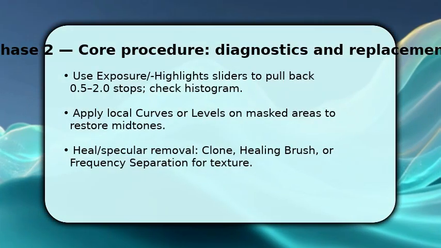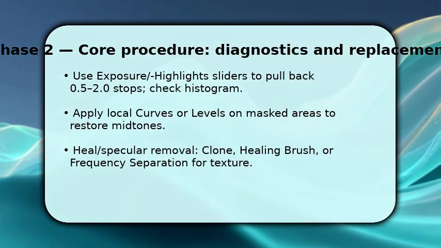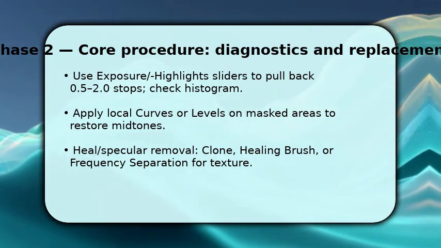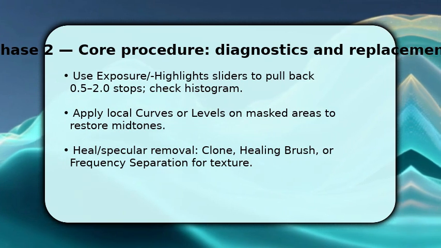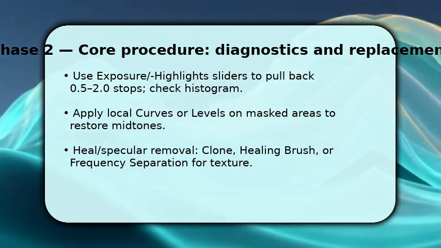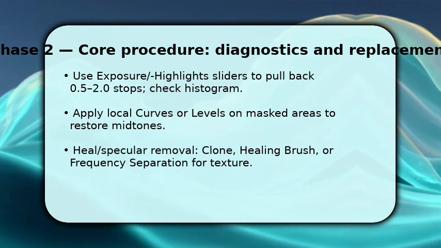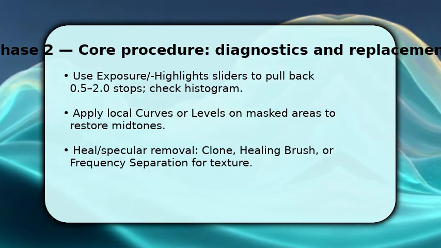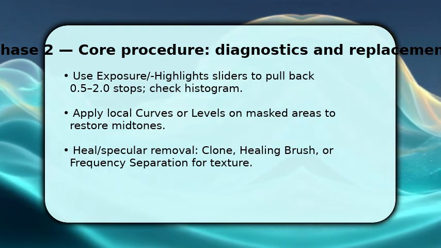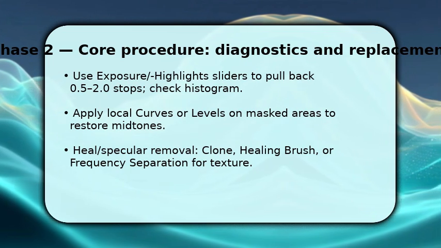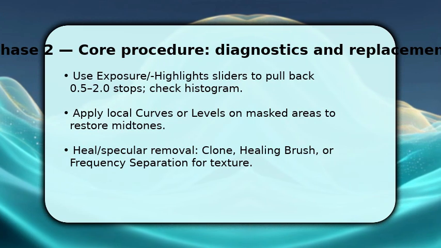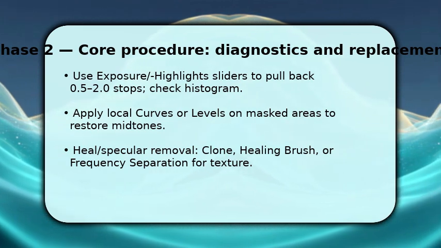Now you act locally. Reduce exposure or highlights on the duplicate layer. Pull back small amounts like 1/2 to 2 stops, so you don't flatten the image. Once done, paint a refined mask and use a curves layer to rebuild midtones and contrast inside the masked area, because curves give tonal precision. For shiny spots, switch to the healing brush or clone over tiny specular highlights, or try frequency separation to preserve texture while correcting brightness. Make sure edges blend smoothly with the surrounding pixels.